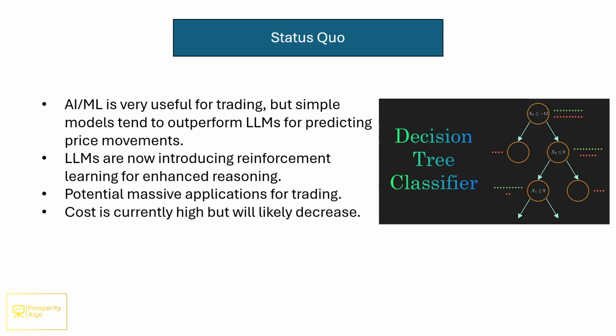So machine learning and artificial intelligence is already extremely useful for trading, but at the current moment, simple models tend to outperform when predicting price movements. I have an example of a decision tree classifier to the right, and a decision tree classifier is effectively a very simple machine learning model which mimics how traders naturally make decisions anyway, by creating automatic decision trees to predict if something will go up or down in the case of a classifier, or to predict the next value in the case of a regressor.